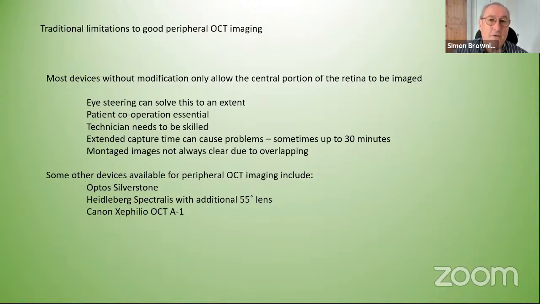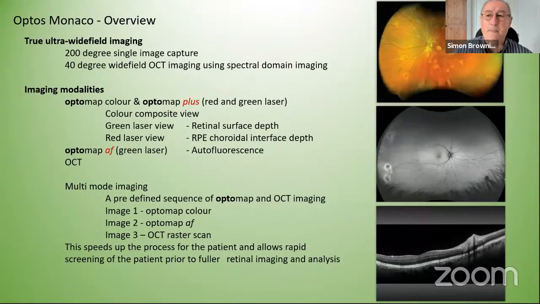I'm going to be talking about the Optos Silverstone. This is a stunning new piece of kit, and hopefully you'll see this as we go. The Heidelberg Spectralis, obviously with an additional lens, brings us out into wide field imaging, and we've got the Canon OCT there as well. But let's just look at what's available to us in practice. Obviously, to keep all the toys in one box, we've got the Monaco system. This gives us true ultra-wide field imaging.